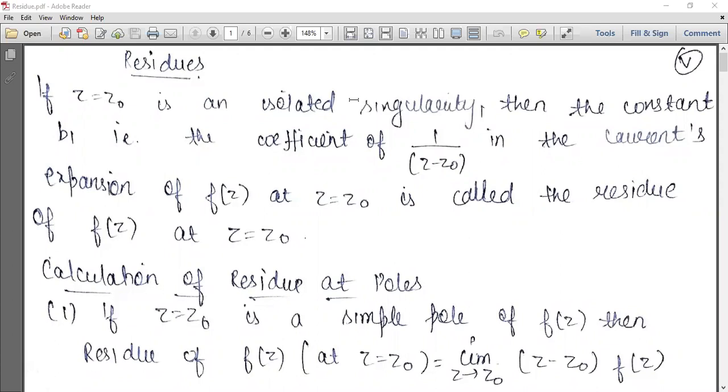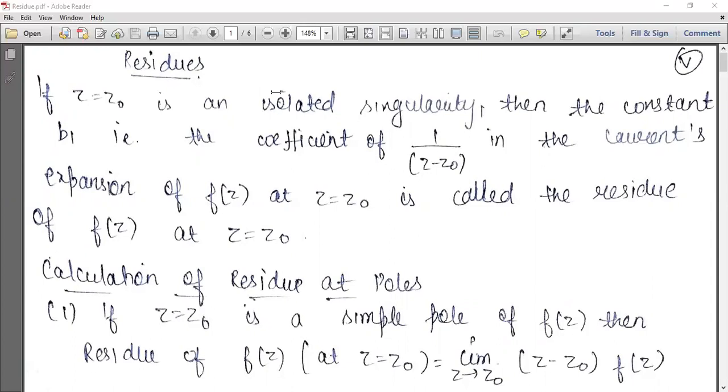So in this chapter, in this video, we will learn about residues, and further, using residues, we will learn how to calculate integrals, which is Cauchy's residue theorem. So first, let's start. What do you mean by residue?